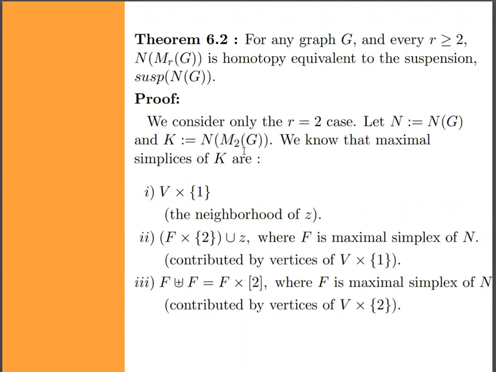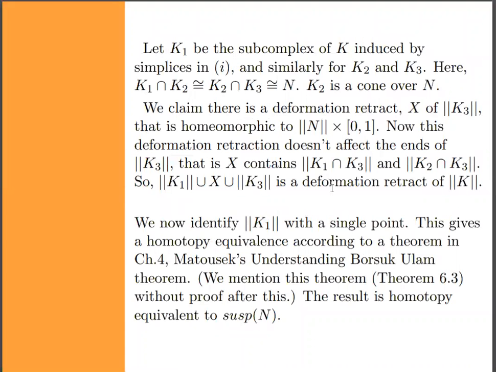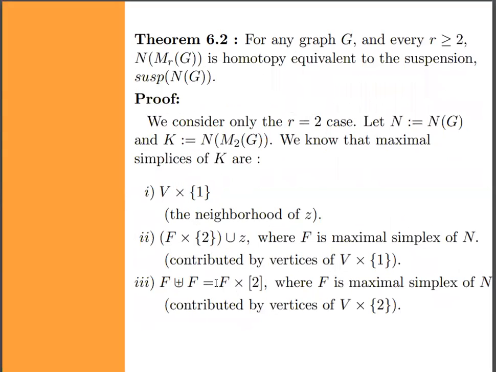So we can construct a deformation retract of K such that this and this are just identity on that homotopy, so it does not change anything. This middle part deformation retracts to something homeomorphic to N cross [0, 1]. Basically this is a strong deformation retract, so this and this don't get affected.